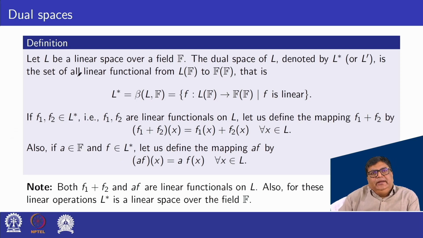Dual space. Let L be a linear space over the field F, then the dual space of L, denoted by L star or L dash, is the set of all linear functionals from L to F. Okay, L and F both are vector spaces over the same field F. So linear functional from vector space L to field F. Okay, that is L star is equal to B(L, F). B(L, F) is a notation for the set of all bounded linear functionals, defined as f such that f maps L to F over the same field F, where f is linear.